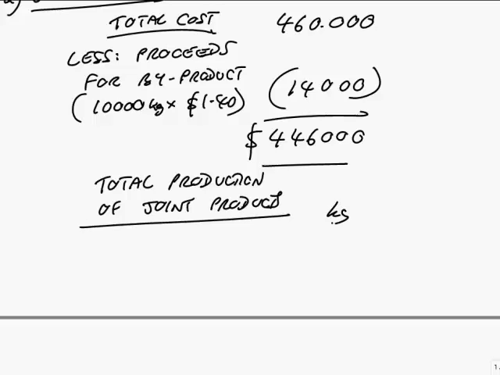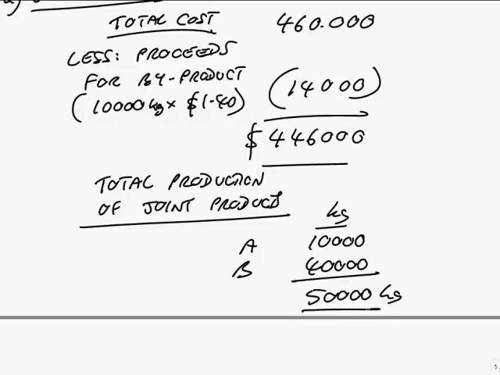Well, as I keep saying, here our units are kilos. A, we produced 10,000. B, you produced 40. A total of 50,000 kilos.